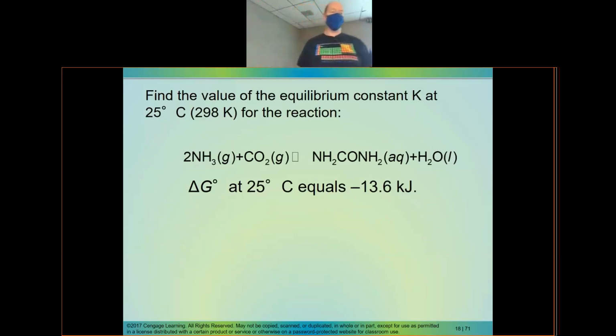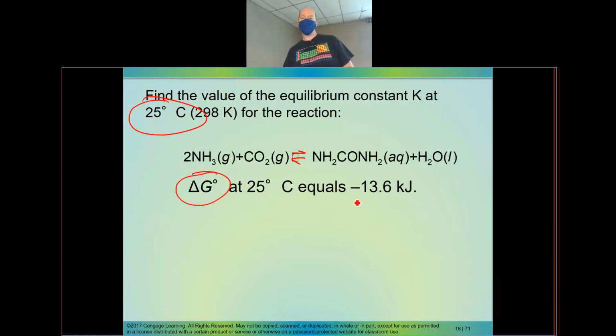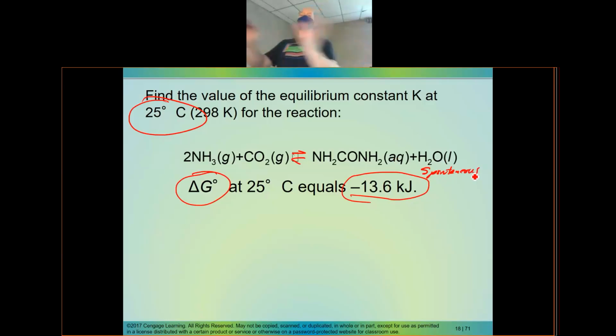All right, so here, find the value of the equilibrium constant K at 25 degrees Celsius for this reaction. For this reaction, we did the products minus reactants because we're at 25 degrees Celsius. And when we did that, our delta G for this reaction is negative 13.6 kilojoules. What does that mean? That means that the reaction is spontaneous. That means that we're going to have lots of products and very few reactants.